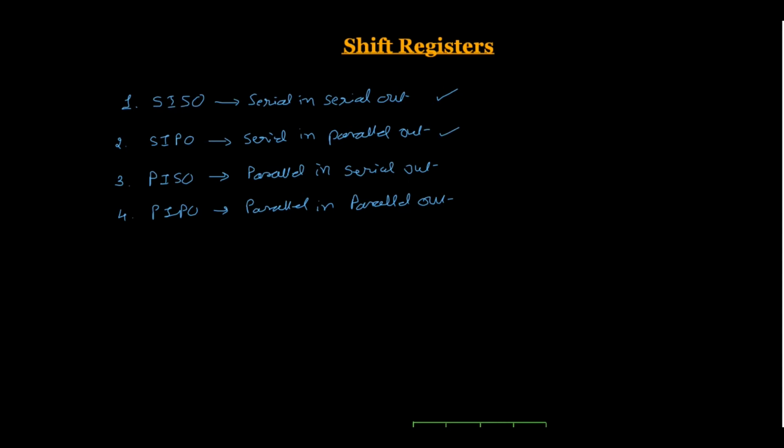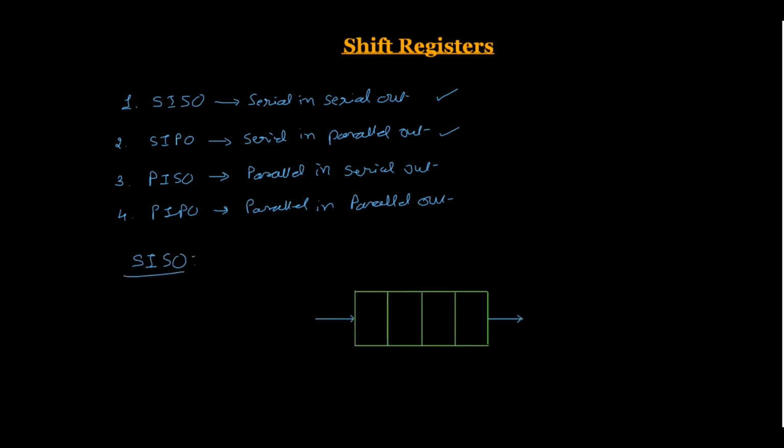Now let us see what SISO is. We know that a register is nothing but a group of flip-flops. Here in this diagram we have four different flip-flops: A flip-flop, B flip-flop, C flip-flop and D flip-flop. We have four flip-flops, which means it is a 4-bit register. At the input we apply the data in serial form, and you will get the data at the output in serial form.